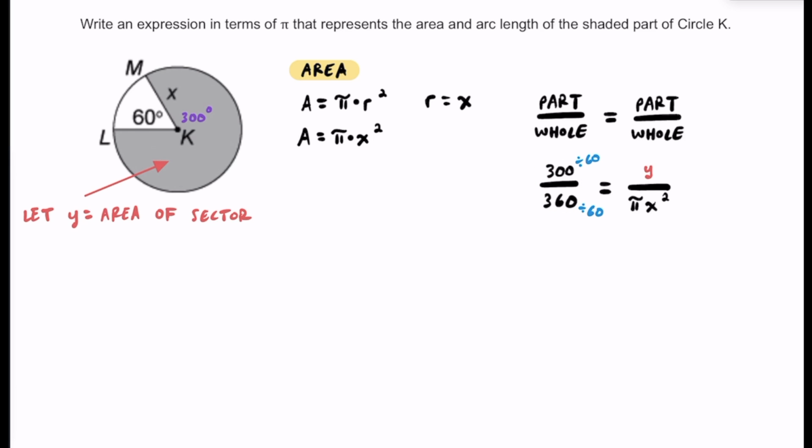If you go ahead and divide top and bottom both by 60, we're going to get a ratio of 5 to 6. And this is going to be equal to this ratio of the area of the sector we want to this pi x squared. All right, next what we can do is just maybe use a little bit of cross multiplication here. So if we go ahead and use cross products, we can say that 6 multiplied by y would be equal to this 5 times pi x squared. So let's go ahead and just write that down, 5 pi x squared.